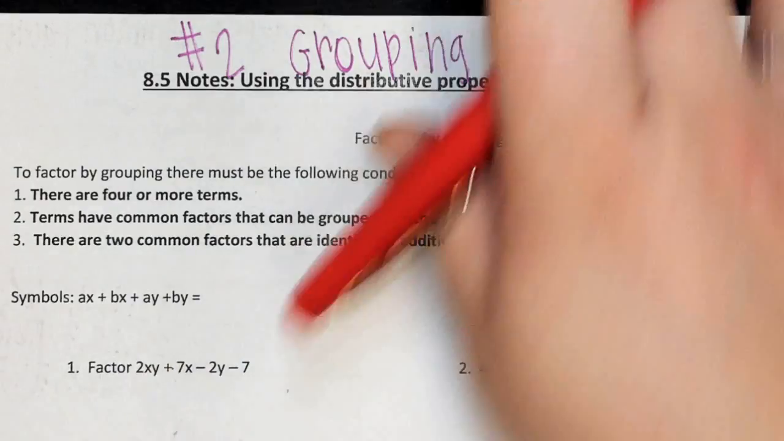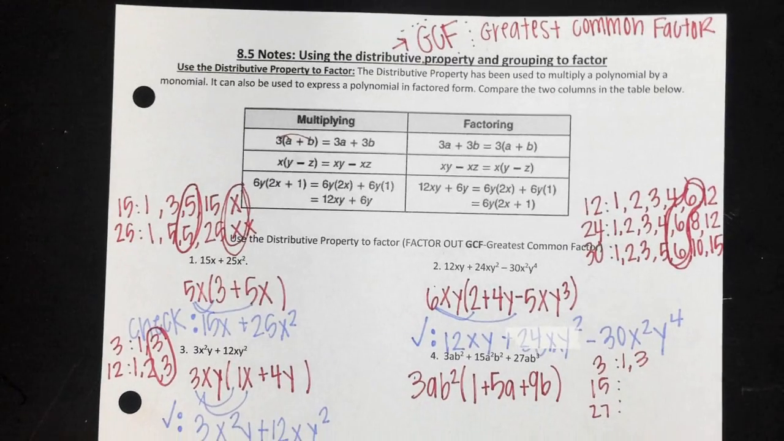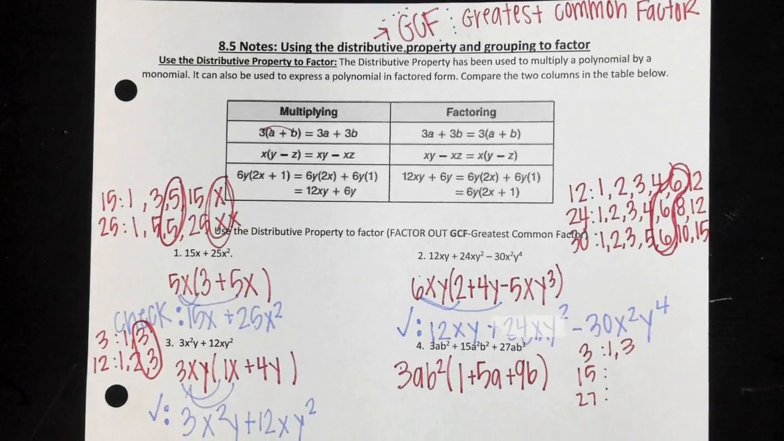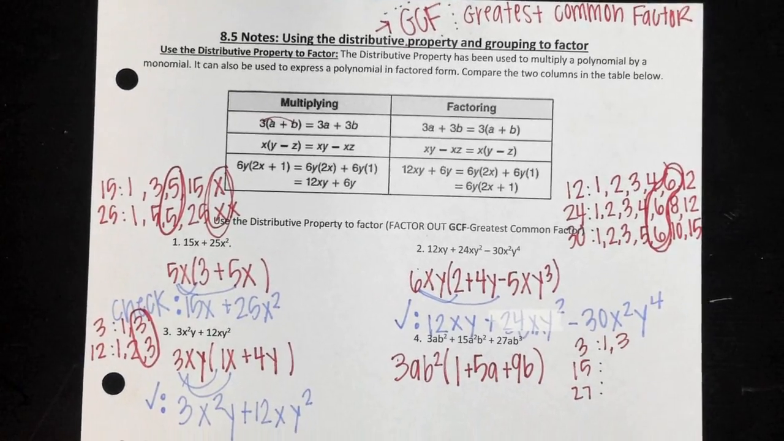So we should all be on the back of our note taker from last week. This was the front, and it said 8.5 notes, and it had GCF. So we are looking at the back of that.